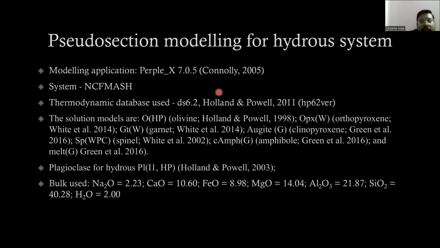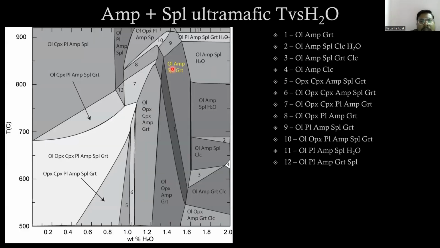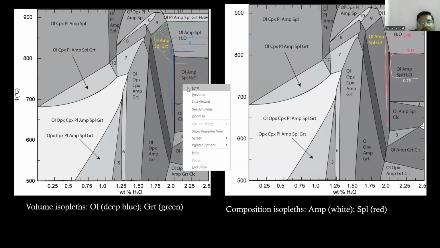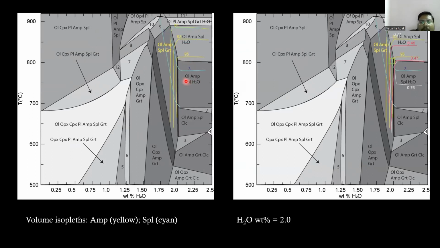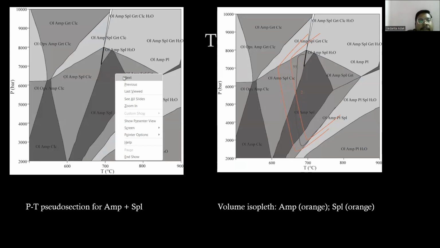This is followed by the modeling for the hydrous system, amphibole bearing. This is the pseudosection that we get. Now, olivine and garnet are also present in addition to amphibole and spinel, but since their volume is very low, less than 1 or 2-3%, we have not chosen that, and we have used 2% of H2O to construct the diagram. But the composition isopleths for spinel do not match, so we do not consider this as a well constrained pseudosection because the pressure and temperature are not that well constrained from here.